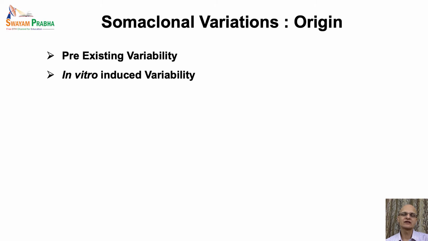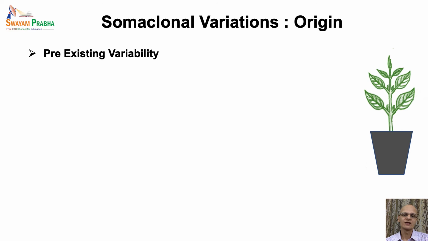Depending upon the sources of the variation from where they originate, these are grouped in two categories. One is pre-existing variability, and the second is in vitro induced variability. So the first category is pre-existing variability. The variations that are already present in the explant when we harvest the explants to initiate the in vitro cultures can be categorized as pre-existing variability.